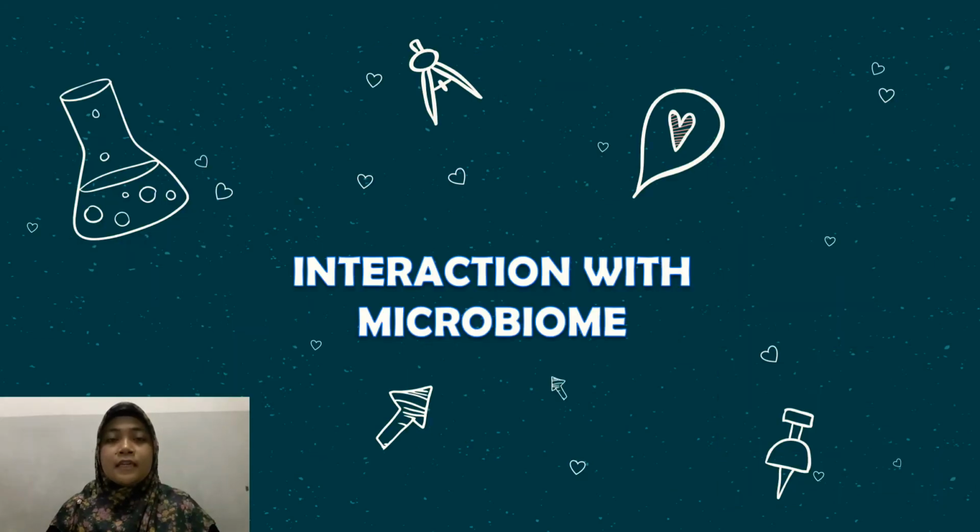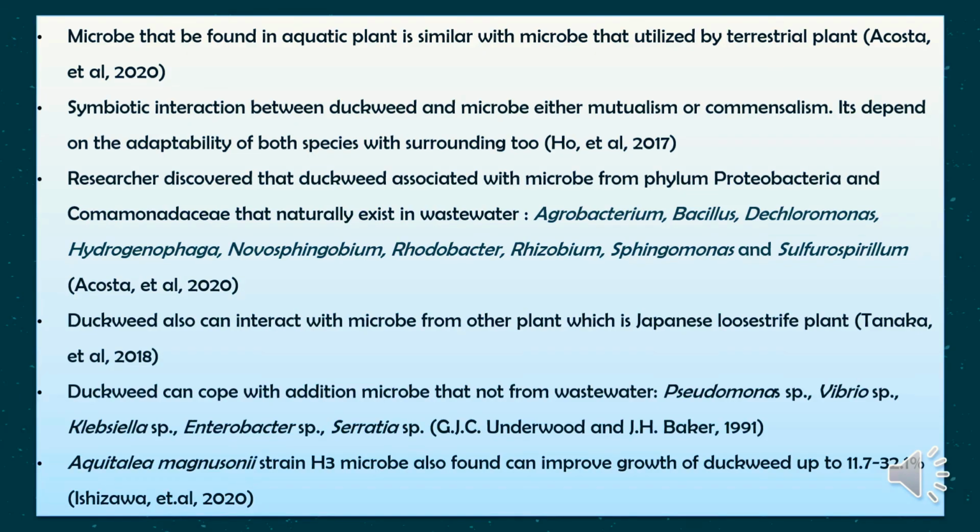The last but not least is interaction with the microbiome. Microbes that can be found in aquatic plants are similar to microbes utilized by terrestrial plants. Symbiotic interaction between duckweed and microbes can be either mutualism or commensalism, and it also depends on the adaptability of both species to the surroundings. Researchers discovered that duckweed also can associate with microbes from the phylum Proteobacteria and family Comamonadaceae that naturally exist in wastewater.